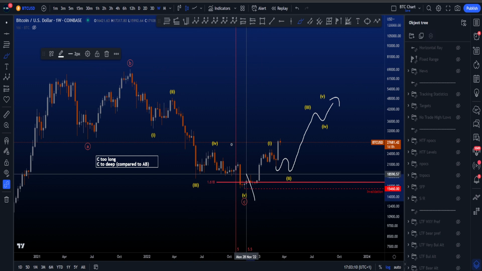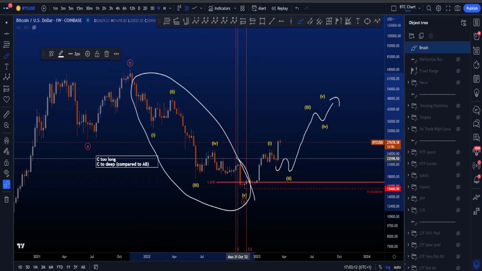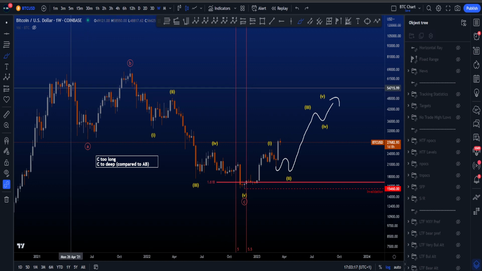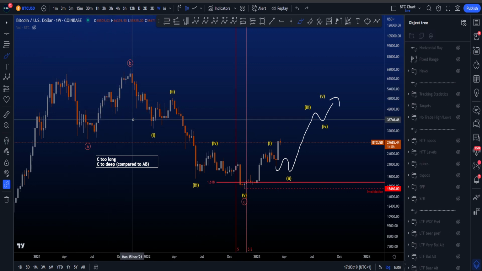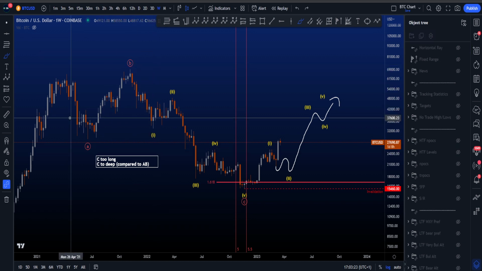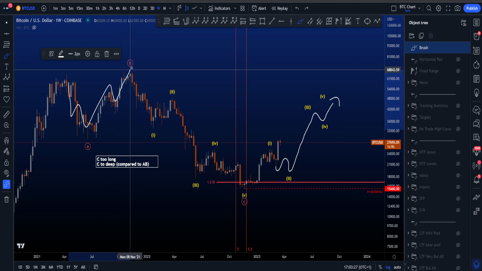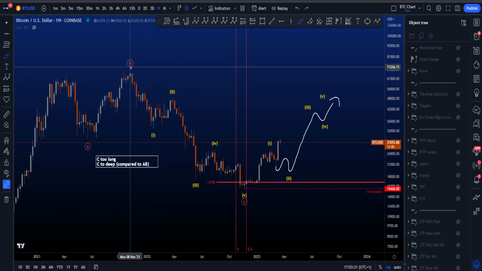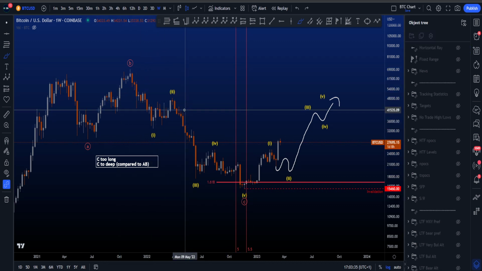The first one is that this wave C is very extended in time. It's 5 to 5.5 times longer than wave A and wave B, while usually A and B are longer than wave C. Why? Because A and B are 3-wave structures. A is a 3, B is a 3, and then wave C is an impulsive structure to the downside, which usually takes a lot less time to form. So forming this long for a wave C is, I want to say, rare, but it's almost like impossible.